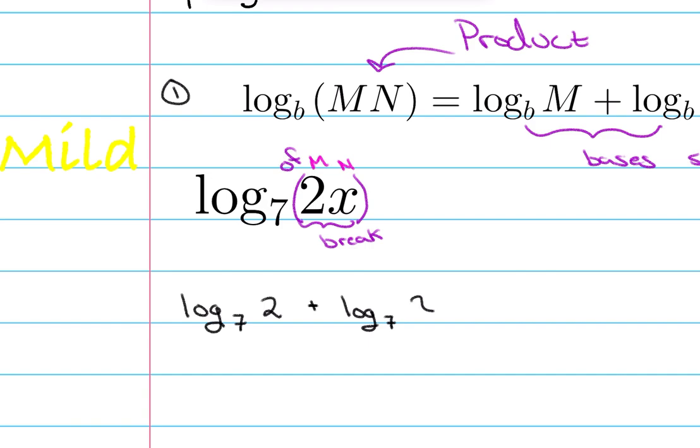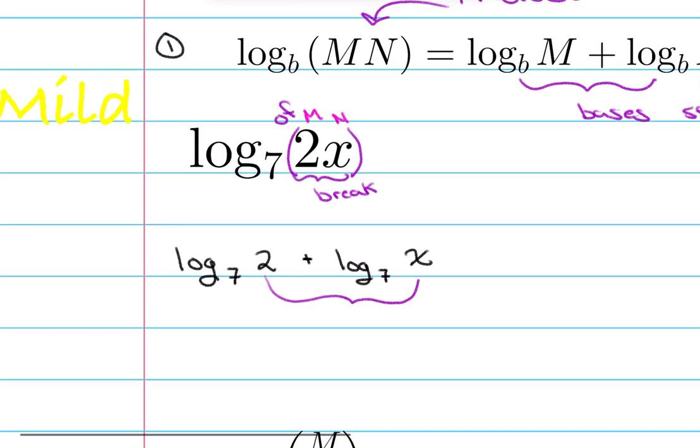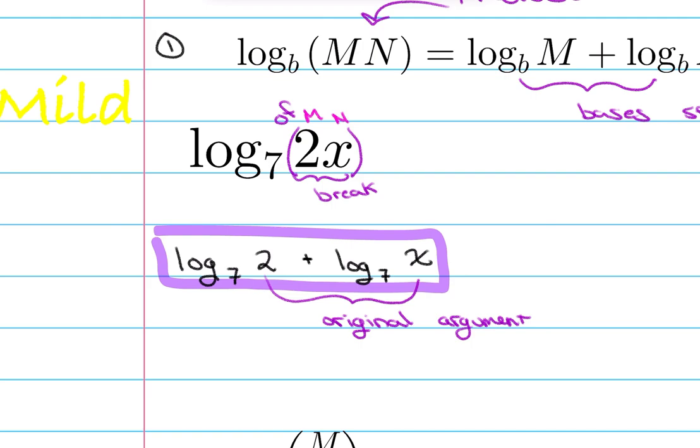So notice here, these two arguments of my two separate logarithms, this is the original argument when you put those together. All we did was break apart the multiplication of the arguments into addition. This would be the expanded form of my original problem. All we're doing right now is expanding. We're not solving anything. We're just learning how to break apart these logarithms.